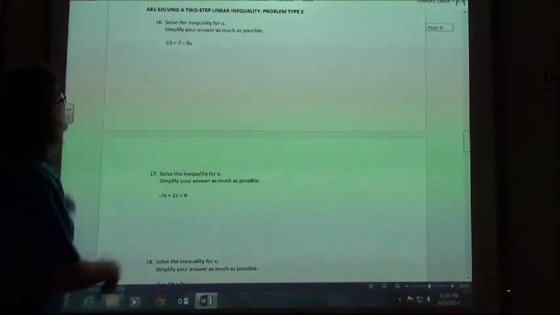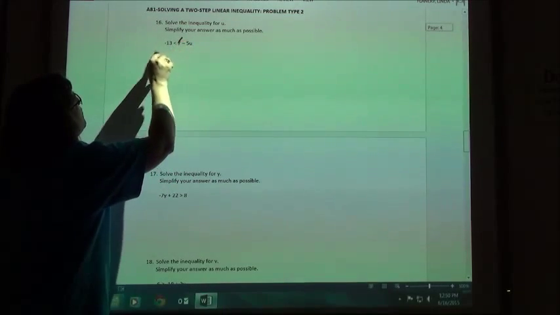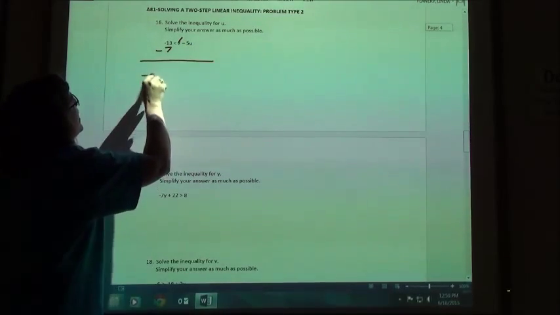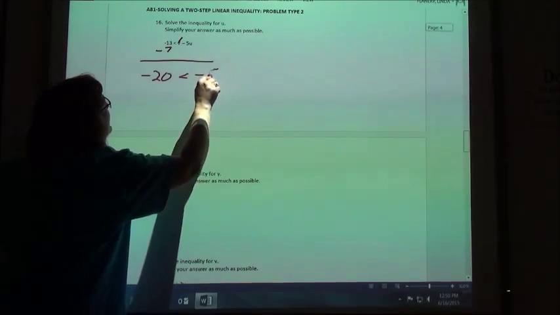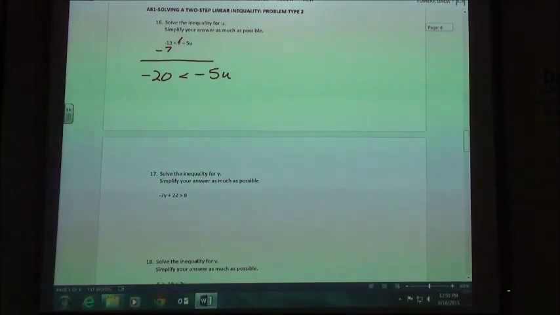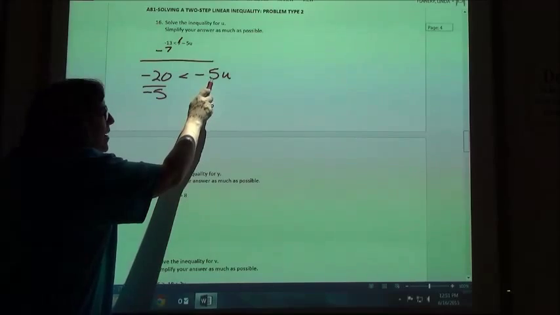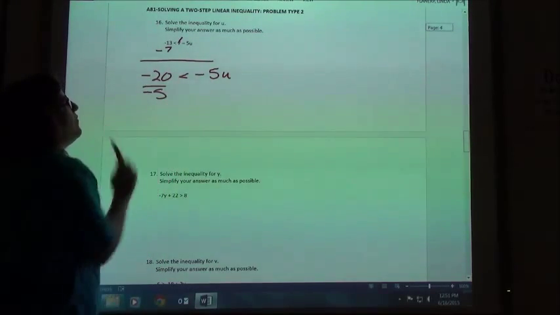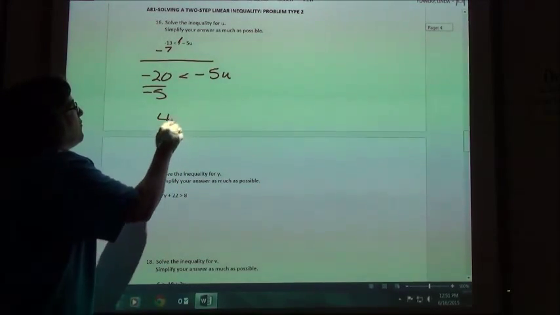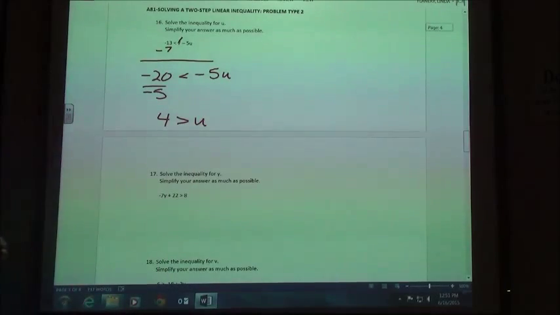So if I'm going to solve this one, first thing I'm going to do is move my 7 to the other side, so negative 20 is less than negative 5u. And on the adding and subtracting, that sign's always going to stay in the same direction. Then we look and say, oh, I've got to divide by a negative 5. Since my coefficient is negative, I end up reversing my inequality. So 4 is greater than u.